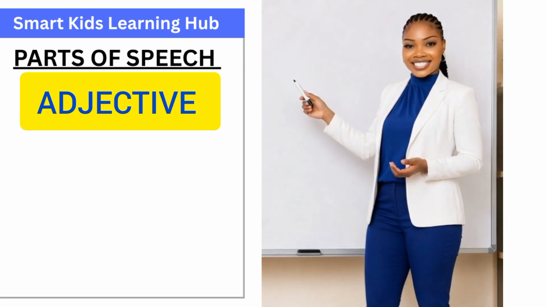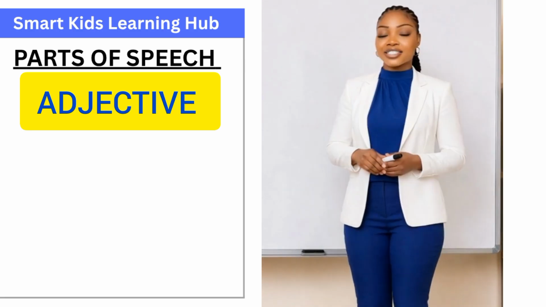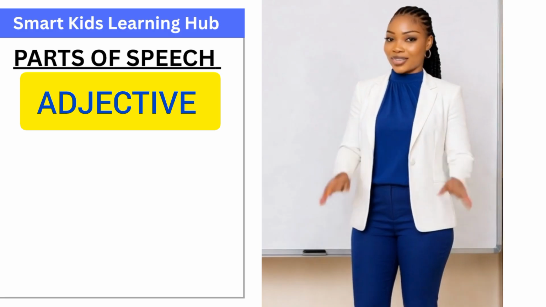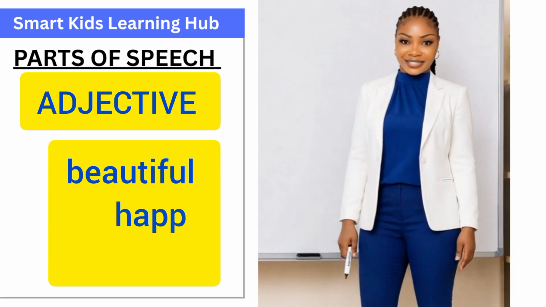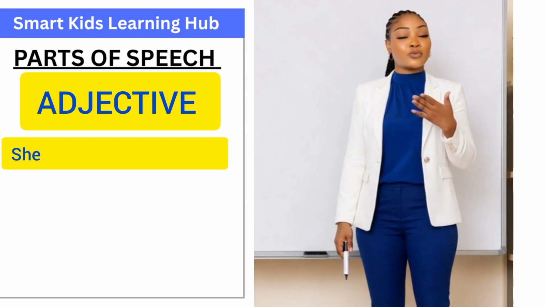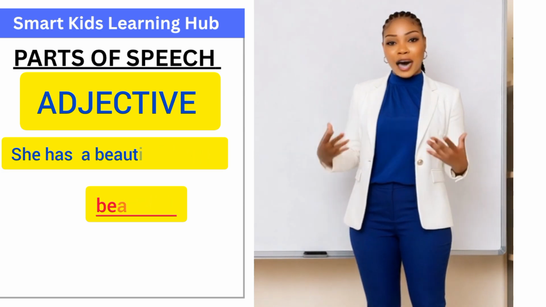Next is adjective. An adjective describes a noun or pronoun. It tells us more about a person, place, or thing. For example, words like beautiful, happy, and big are adjectives. In this sentence, she has a beautiful dress. Beautiful is the adjective. It is describing the dress.